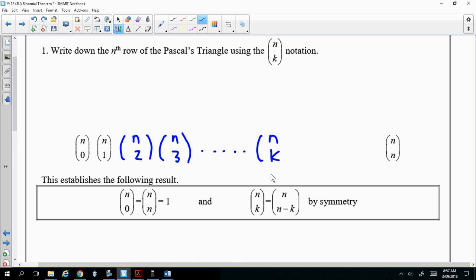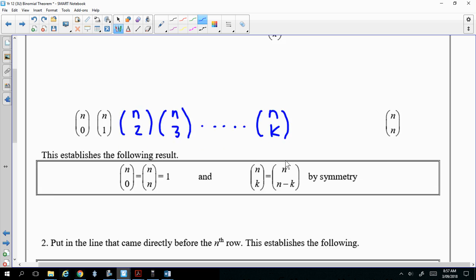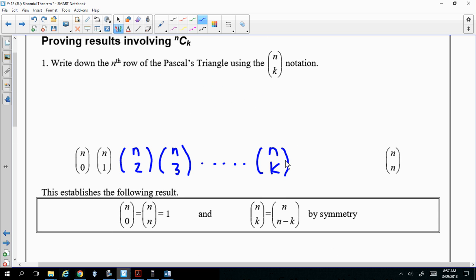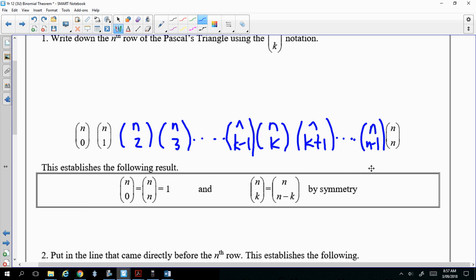Yes, okay, nCk. And then nC(k+1). And then the one before is nC(k-1). And then this is nC(n-1). Just filling a few terms like that. Okay? Alright, so write down this row. And we're going to discover some pattern about this row of the Pascal's triangle.